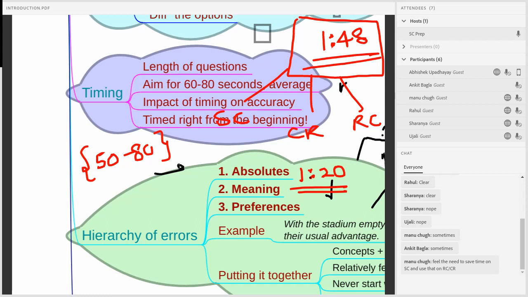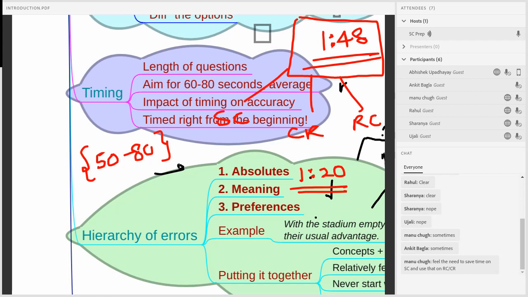All right. Now, the next point is the impact of timing on accuracy. Your accuracy is most likely going to go down. With 60 to 80 seconds on average, your accuracy is probably going to go down, at least in the beginning. What we want to do is make sure that by the time we take the exam, our accuracy is reasonable with this kind of time. For this, I am going to strongly request you to start timing yourselves right from the beginning.